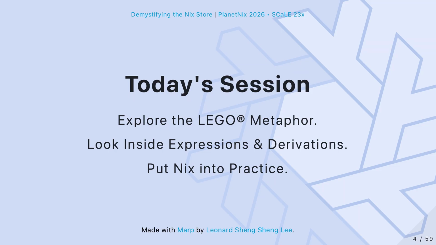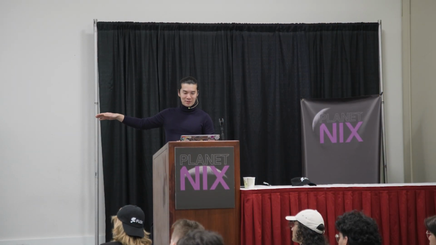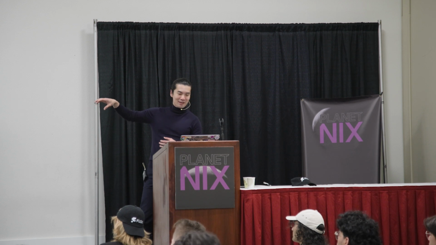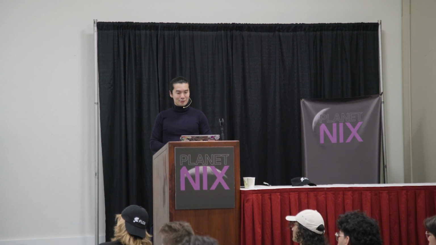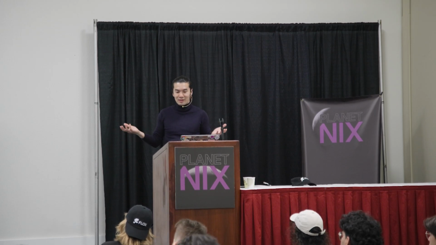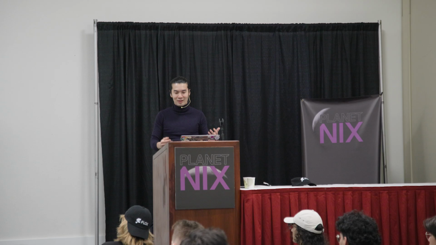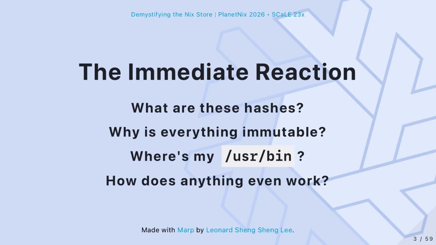Just to make sure. Okay, so for example, if you look into the Nix store, we see this cryptic hash, program name, and the version. When I got started, I was clueless. What does this mean? It looks random and the structure seems opaque. These are my reactions. What are these hashes? Why is everything immutable? Where's my /usr/bin?